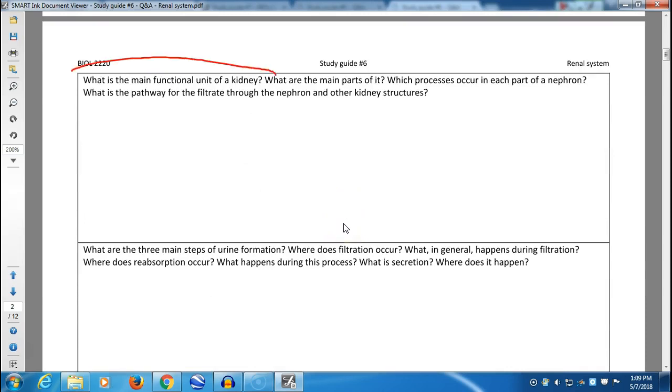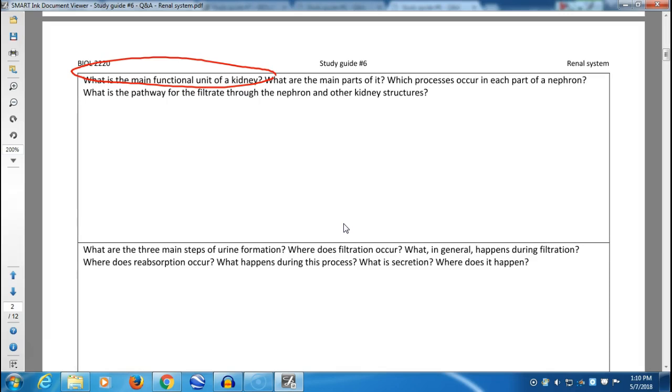Main functional unit of the kidney, nephron. Know the parts. Glomerulus means filtration. Proximal, distal convoluted loops, and nephron loop are reabsorption and secretion. Okay? I will not trick you with questions like, where does most filtration, reabsorption occur? Okay, so reabsorption and secretion, it's all the tubular system. But know for sure that filtration is in the glomerulus. Glomerulus is filtration and nothing else.